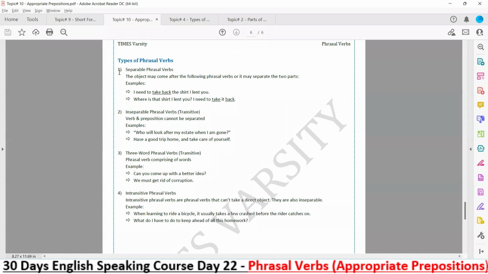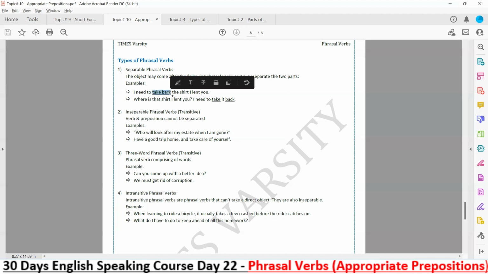And here we have types of phrasal verbs, like separable phrasal verbs. The object may come after the following phrasal verbs, or it may separate the two verb parts. So examples, I need to take back the shirt I lent you. All right, take back. Where is the shirt I lent you? I need to take it back. So you can see here, take back is actually a phrasal verb.